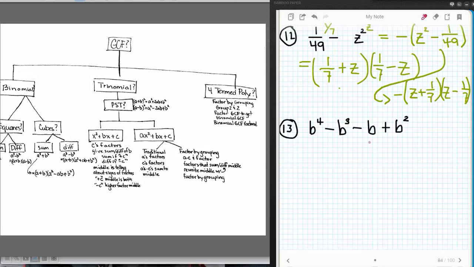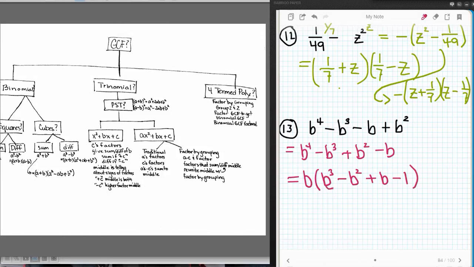Now the next one, I'm going to order this one first. I'm going to make it go b to the fourth, b to the third, b to the second, and then b to the first. Now you'll notice they all have b's in them. So the first thing I'm going to do is I'm going to take a b out, and that's going to leave me with b cubed minus b squared plus b, and then minus 1.